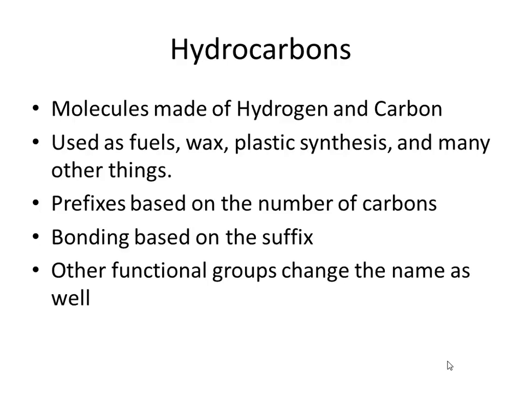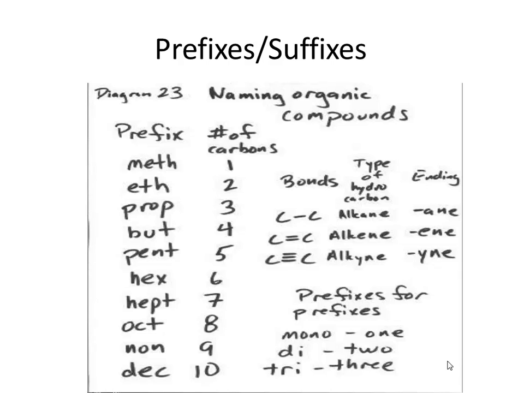We're going to talk about the simple ones, and how we name them is based on the number of carbons. And how they bond is the suffix. Other functional groups we'll talk about, and a couple of them you may have heard already. But the prefixes for the carbon compounds go meth, eth, prop, but, pent, hex, hept, oct, non, dec. So it's based on the number of carbons.